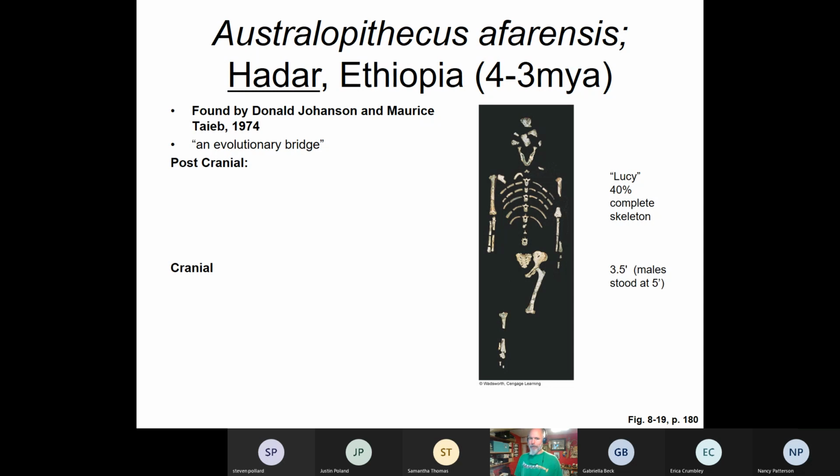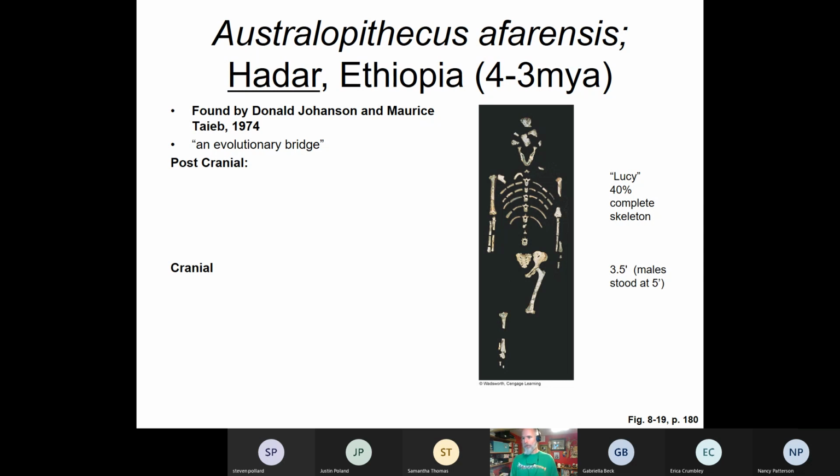Afarensis is actually more ancestral than any of the later occurring species, making them a little bit more ape-like. So they're half ape, half human, in other words. And Lucy is definitely a partial skeleton, but 40% of the entire specimen is represented. That is significant. She is definitely thought to be an evolutionary bridge, a direct link from here to modern Homo.